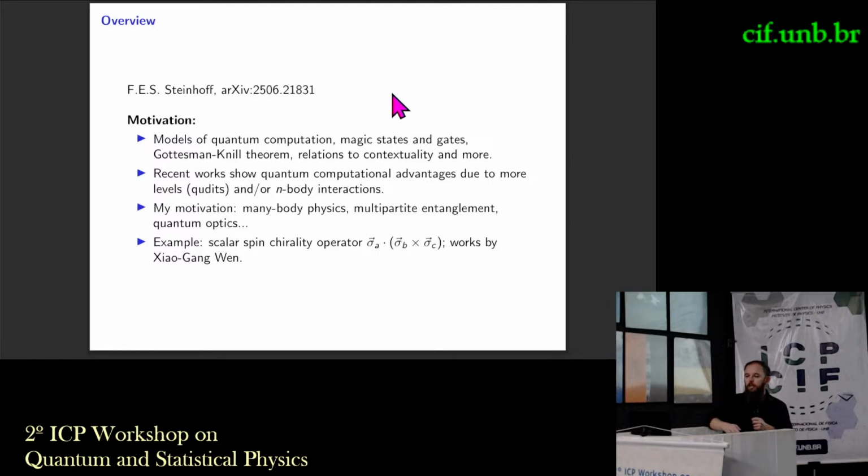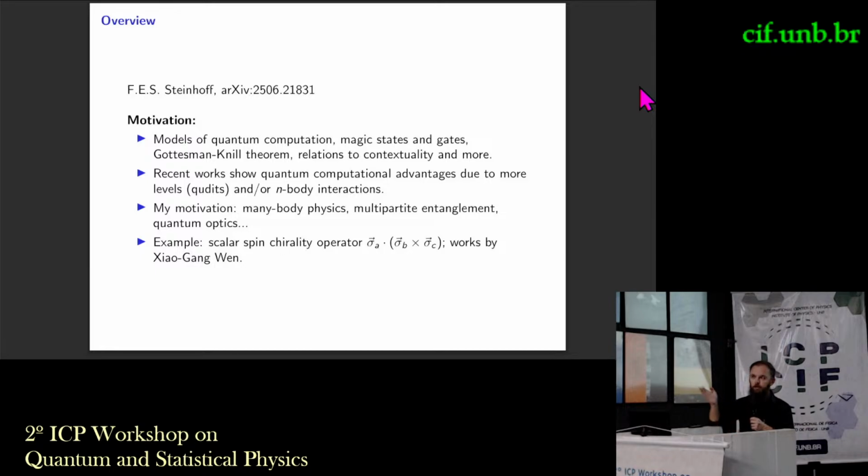so more recently we have some advantage from instead of using qubits, using higher level systems like qutrits, so D-level systems, or using many-body interactions. And my motivation is more on the side of physics, so many-body physics, especially multipartite entanglement, quantum optics, atomic physics, and stuff like that.